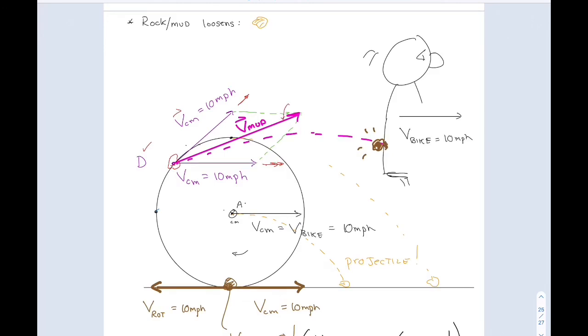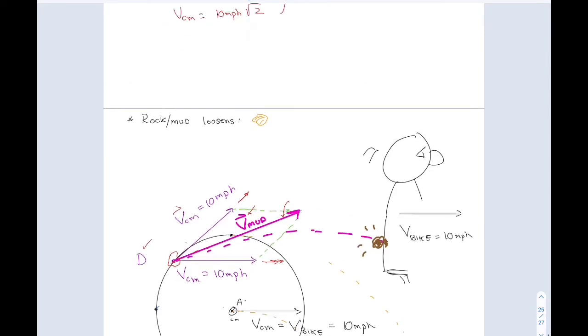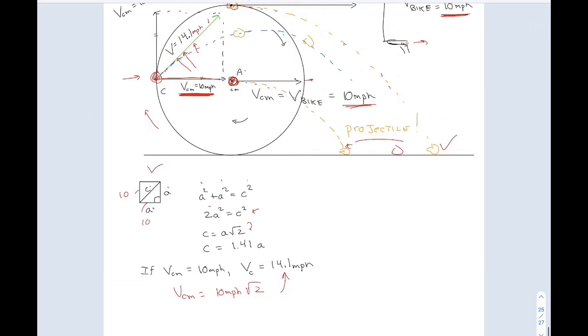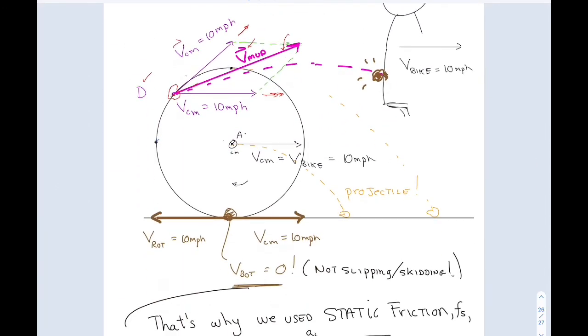So this arrow here, remember how I did that? With the parallelogram method, my body diagonal would be the velocity of the mud, and the magnitude of that arrow would be the speed with which the mud comes off the wheel. So that's a much bigger arrow than the green one above. If I look at the angle, once the mud comes loose, it follows that path and hits you right there in the back.